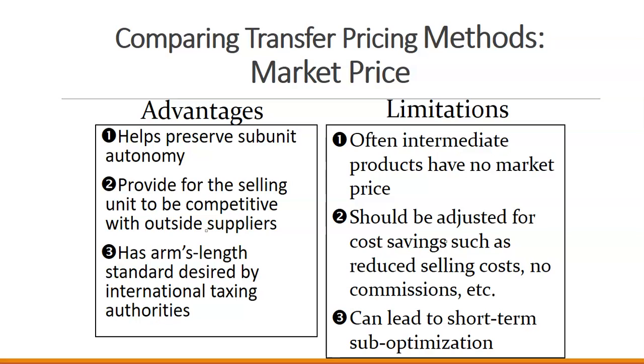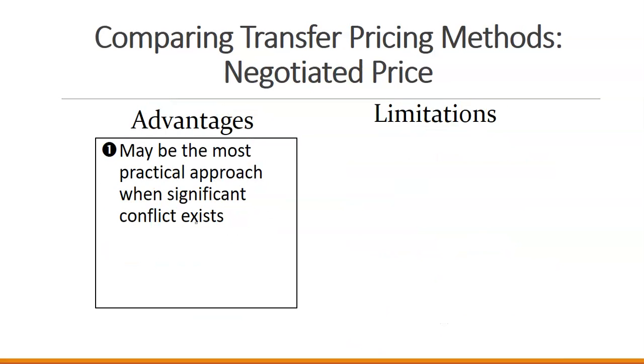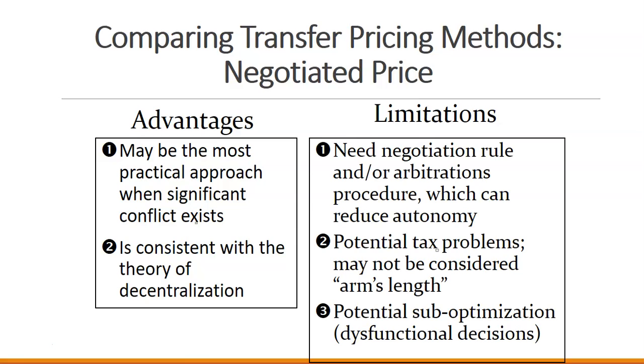It doesn't work if our product has no market value outside of our corporation. So there's no market demand for it until it's connected with another component. And the negotiated price is most beneficial when we have internal conflict between managers or we have managers fighting about what is better for their unit versus what is better for the other unit.